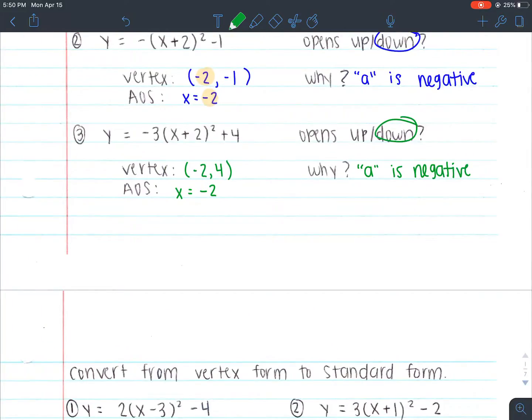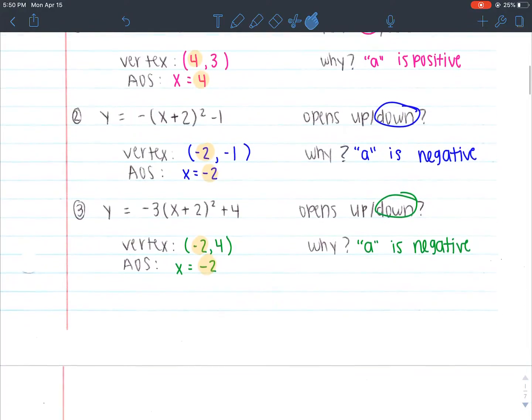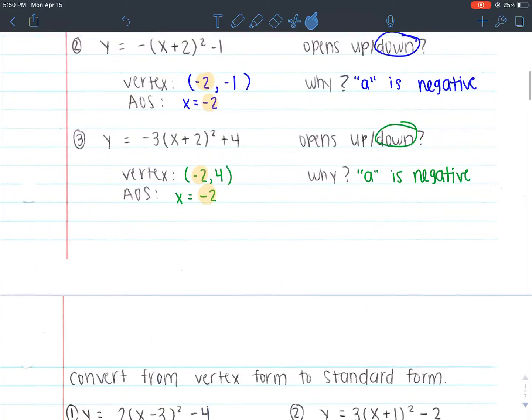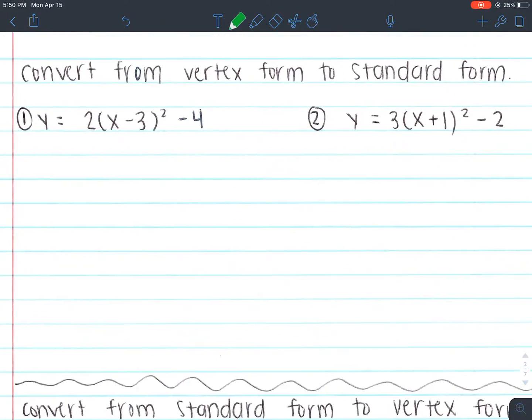All right, so that's just some practice identifying your vertex and axis of symmetry. The axis of symmetry part is kind of review from last time, so that shouldn't be a surprise as to why it's x equals. All right, so here's one thing that's super important to know how to do.